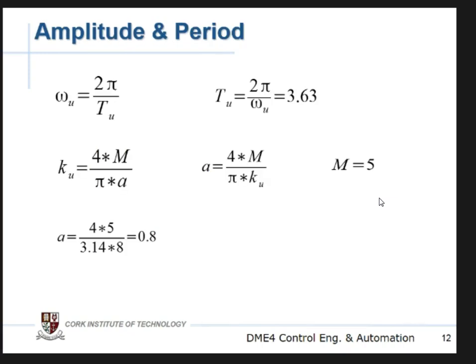I think in the question it was probably omitted, but if you're told what the amplitude m was, for example that m was equal to 5, then knowing Ku, and we do know Ku, we just calculated it, we determined that Ku was equal to 8. This is our describing function for the relay. If you're told what m is, say for argument's sake it's 5, then we can solve for a and get that a is equal to 0.8.